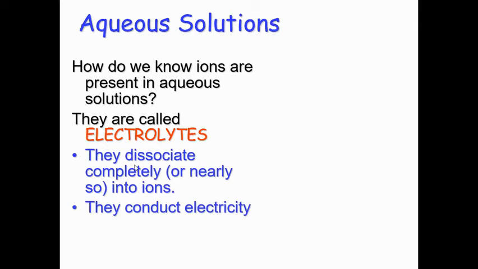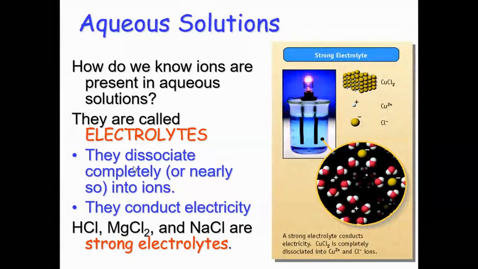Because what is electricity? Just movement of electrons. What are ions? Ions are things where electrons have moved. So if you have something that is a strong electrolyte, something that is dissociated completely or nearly into ions, they're called strong electrolytes. Something like hydrochloric acid, magnesium chloride, sodium chloride. Those are strong electrolytes. You stick them in water, they are going to completely dissolve and they're going to completely dissociate to form an electrolyte. So if they conduct electricity, what does that mean? That means you can light up a light bulb with it.